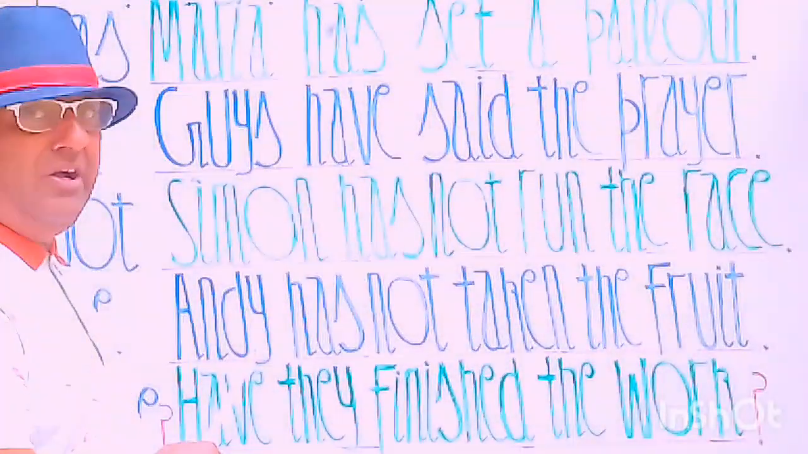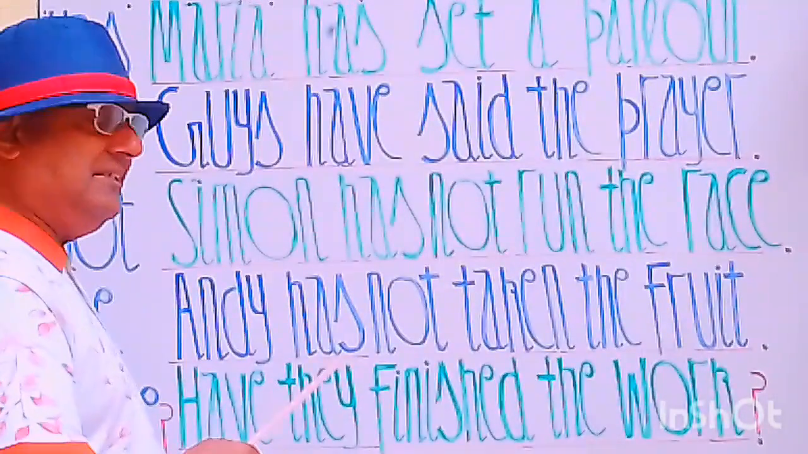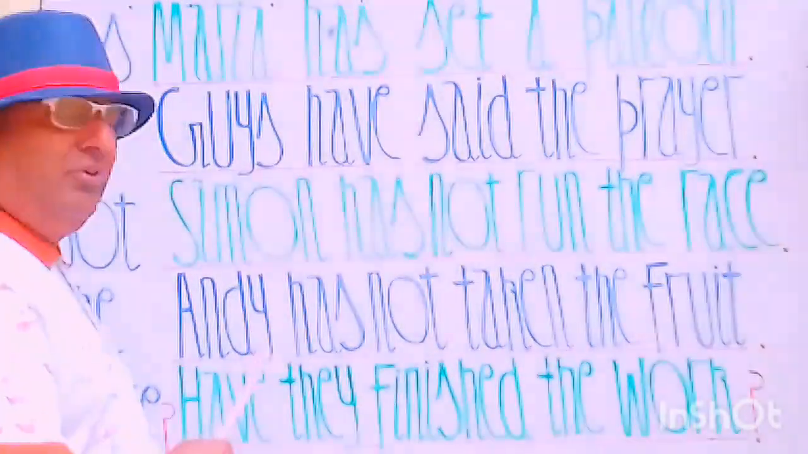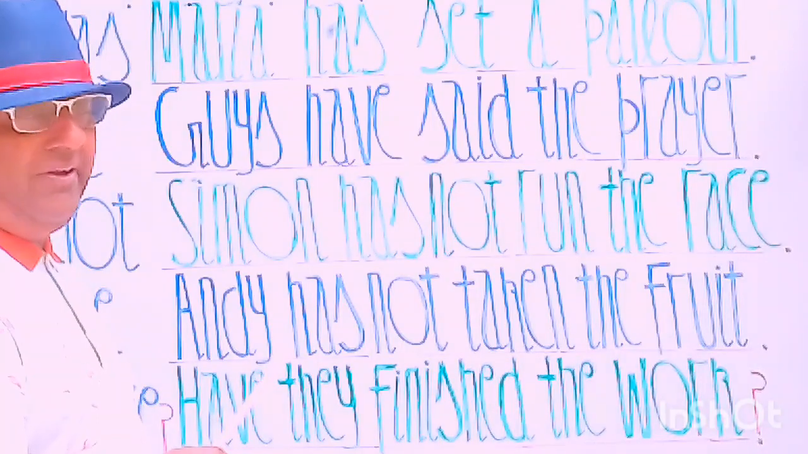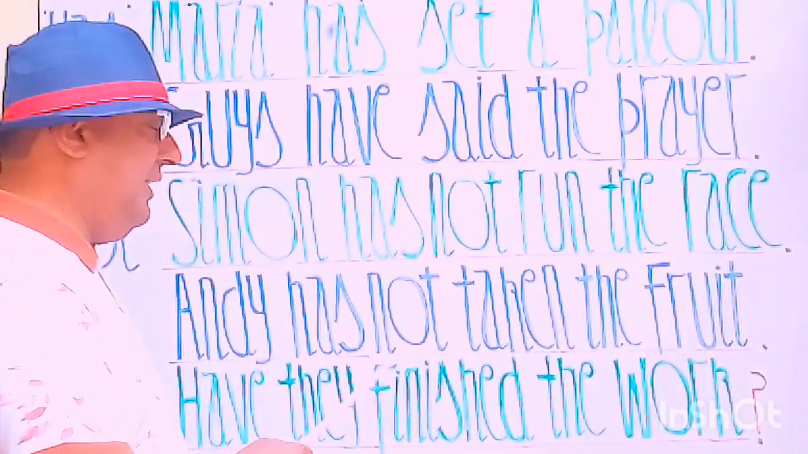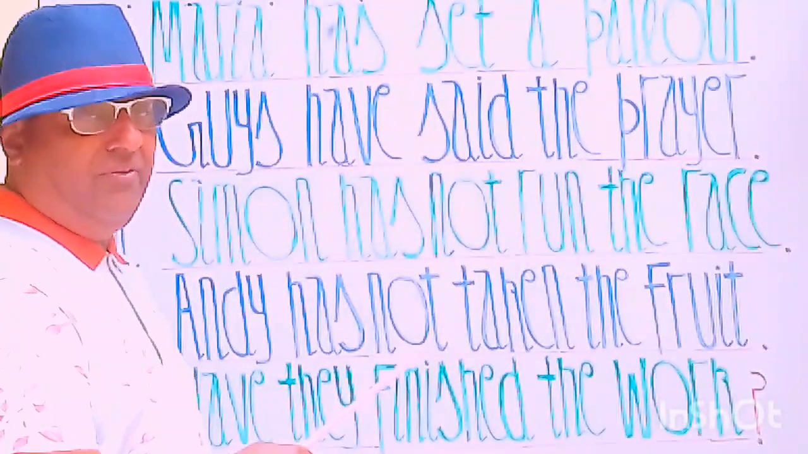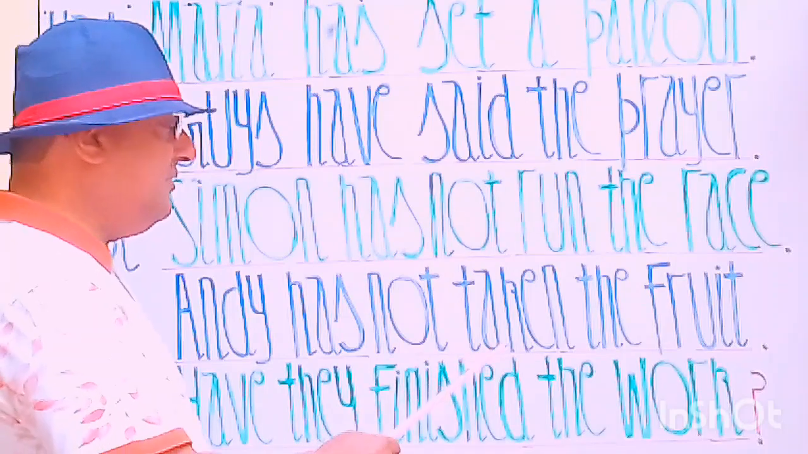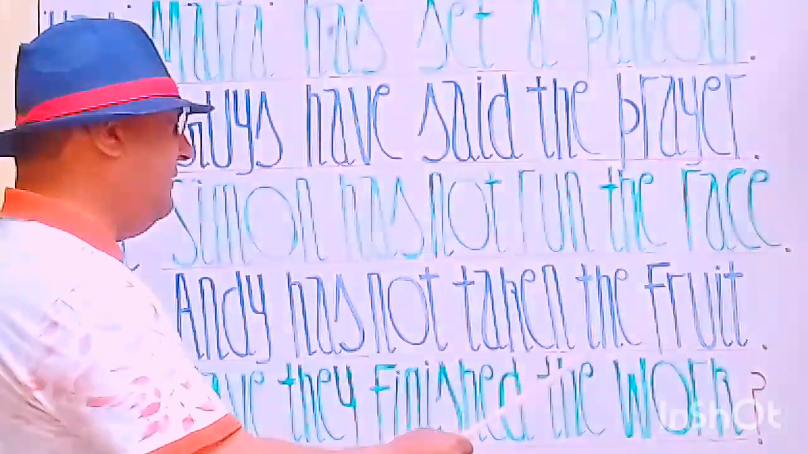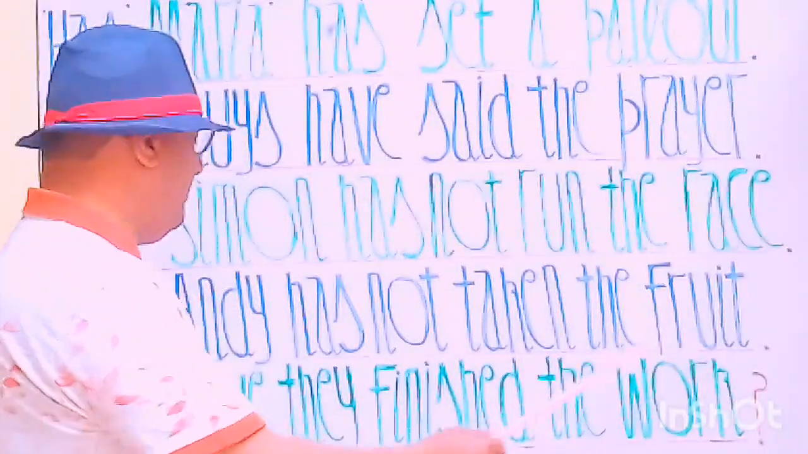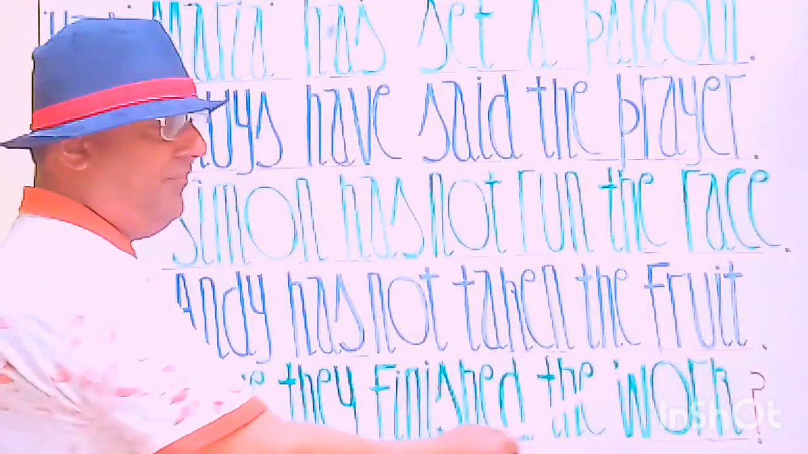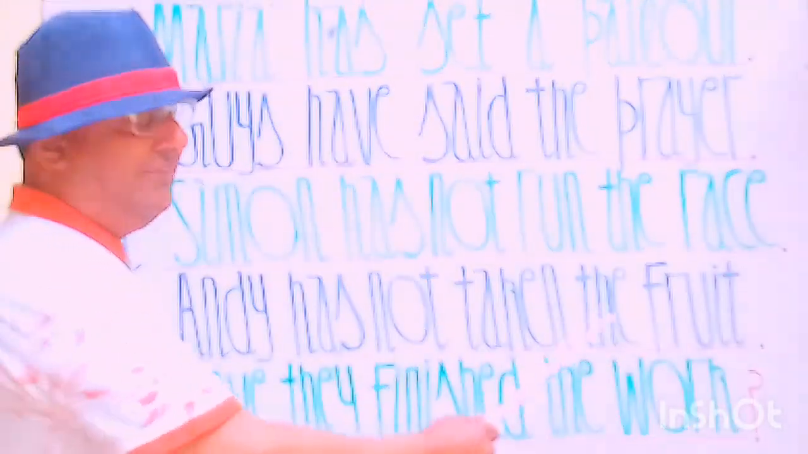Andy is a singular noun and a subject. Has is a helping verb. With singular subjects we add helping verb has. After that, not. This is for negative sense. Then third form of verb taken, and then the object, the fruit. So Andy has not taken the fruit.